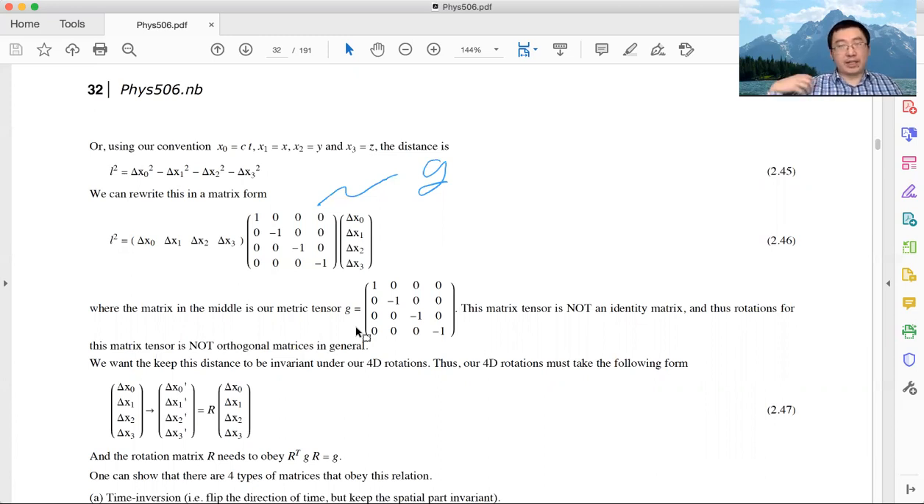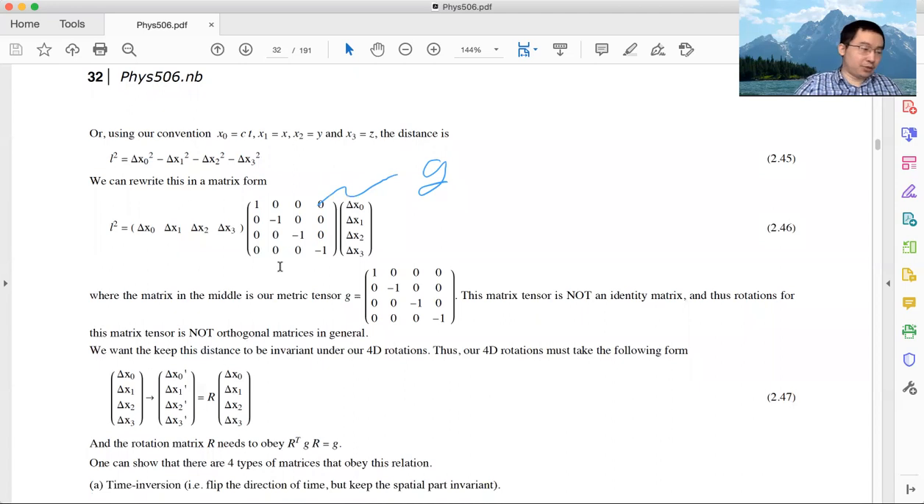This is the reason why we cannot use the orthogonal matrix condition anymore. We need to keep this G in special relativity in the 4D space. In 4D space, we need to explicitly write down this G. And the rest of the story is very similar to 3D.